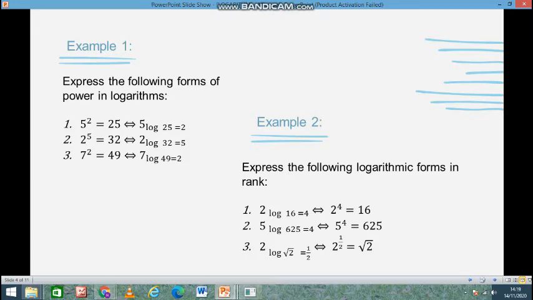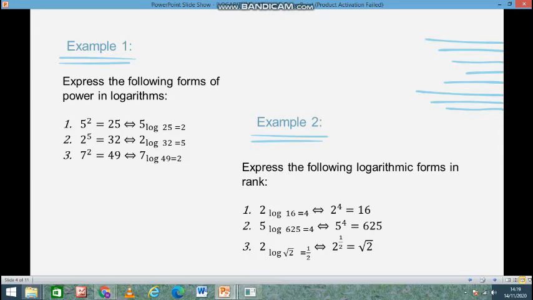Number 2, 2 to the power of 5 equals 32. 2 is the base of the logarithm, 32 is the numerus, and 5 is the exponent. Then written in logarithm form, namely 2 log 32 equals 5.